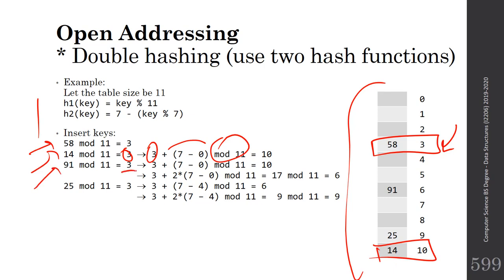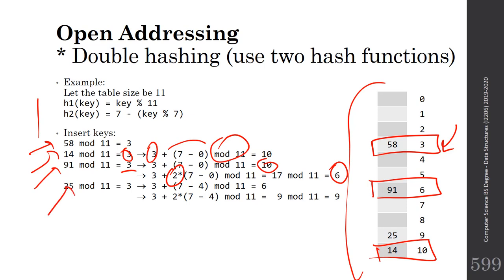And then we have 91. The first hashing function will tell me 3. The second step, h1 plus h2, will lead me to the same value of 10. So again it's occupied. Now I will do h1 plus 2h2. So I will end with 6 here. So I will place 91 at position 6.